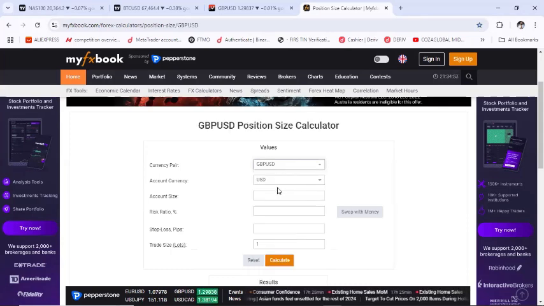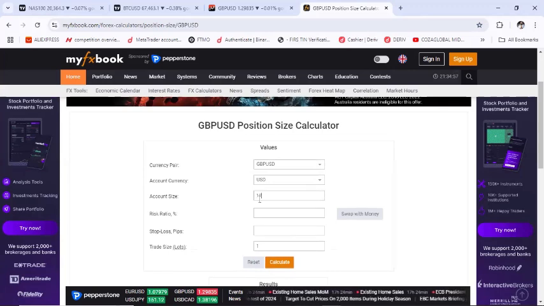Okay. So what's your account size? You put your account size. Let's say it's 10,000 for the example. We use a $10,000 account, right? So I want to risk 1%. I put 1%. You can swap between money. So if you want to put in dollars, you can swap here and put the dollars.